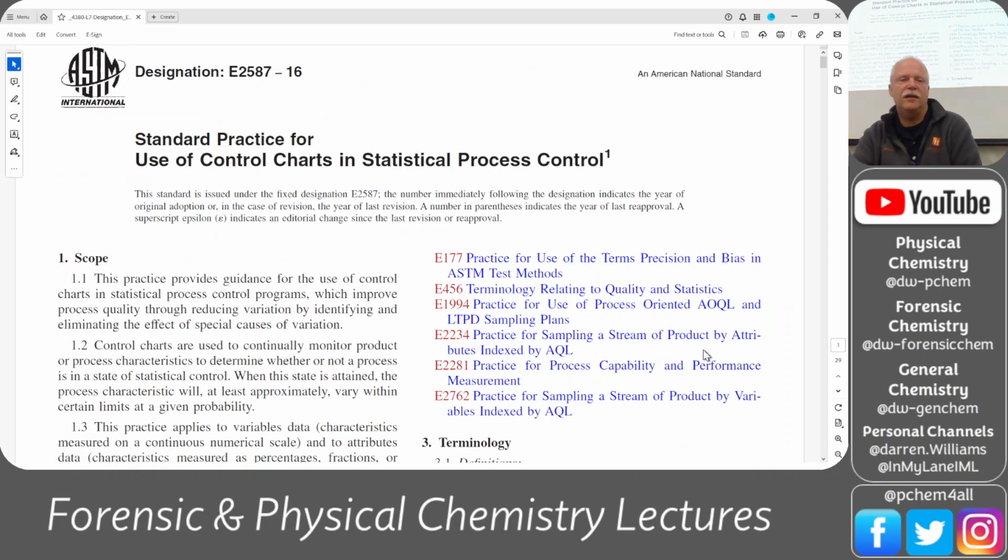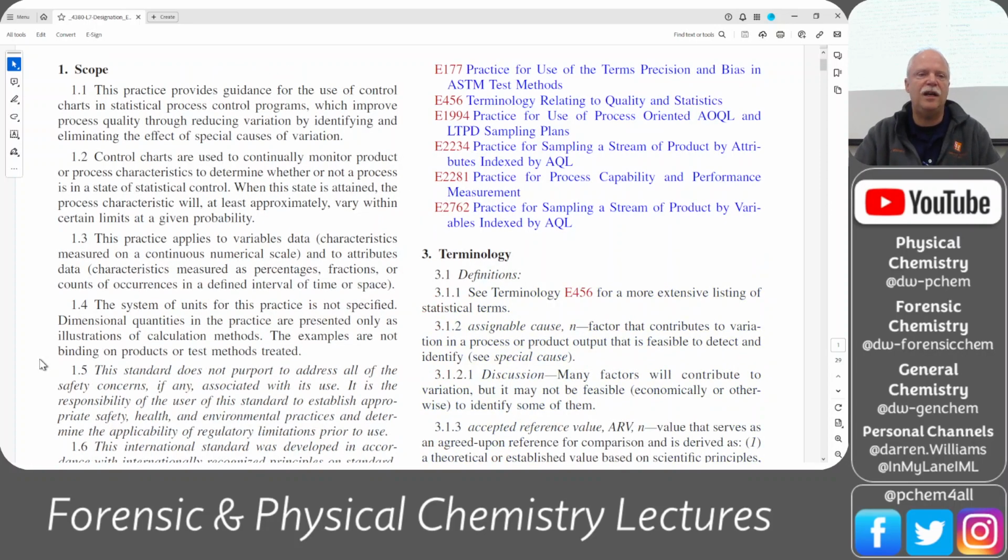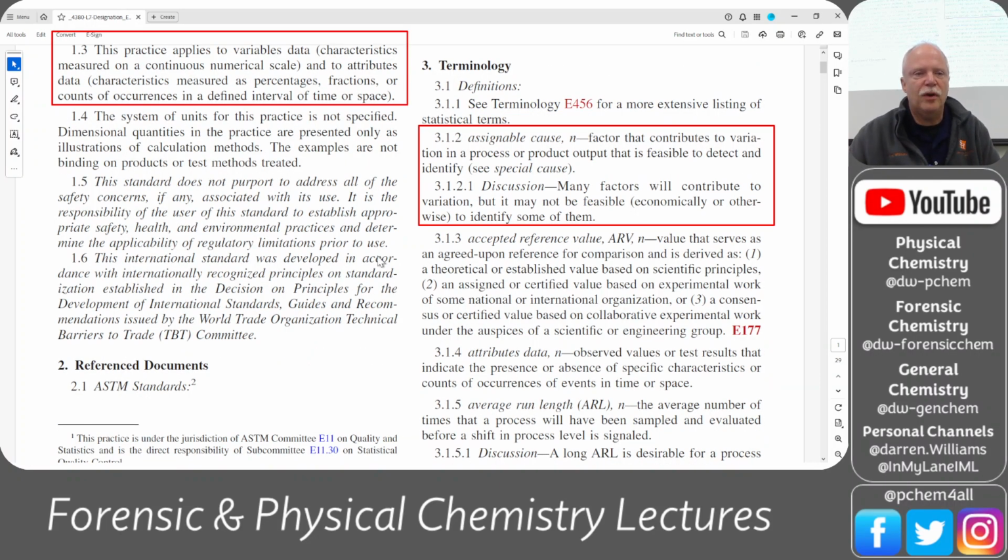Okay, here's the standard that Jay found. It's an ASTM standard. It's the standard practice for use of control charts in statistical process control. So, here it says the control charts are used to continually monitor product or process characteristics to determine whether a process is in a state of control or not. So I'm kind of going through this and showing you some of the terms and definitions. So these are some important pieces.